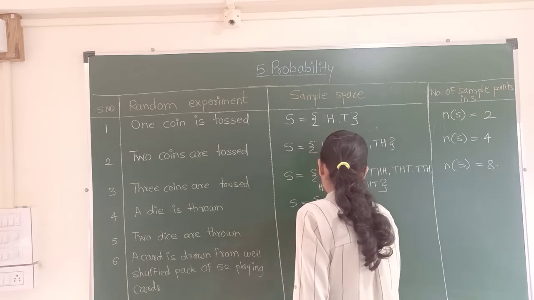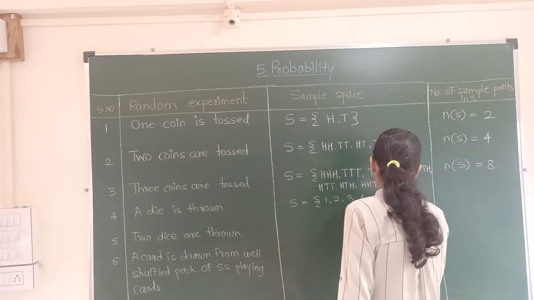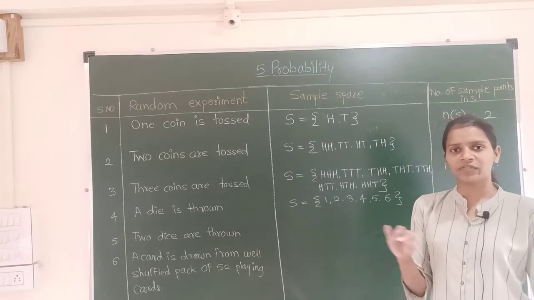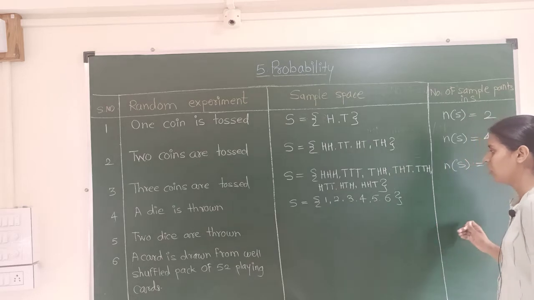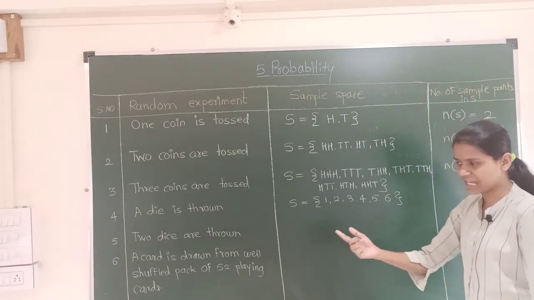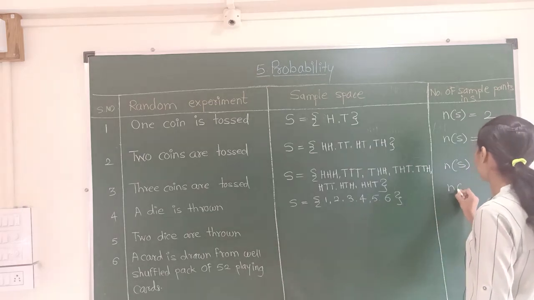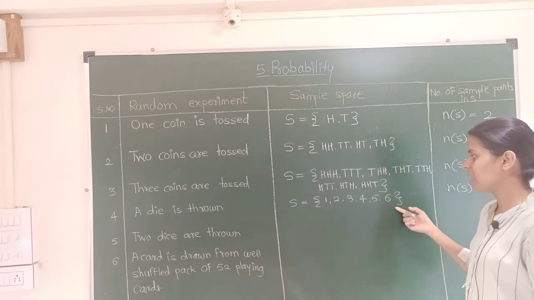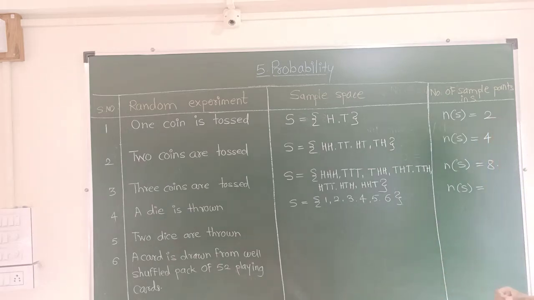What are the outcomes? 1, 2, 3, 4, 5 and 6. The upper face will be the number 1, or it can be 2, 3, 4, 5, 6, anything. So the sample space S when a die is thrown is {1, 2, 3, 4, 5, 6}. Now we will write n(S) for a die thrown. How many elements are there in the sample space? There are a total of 6 elements, that is, 6 sample points, so n(S) is 6.